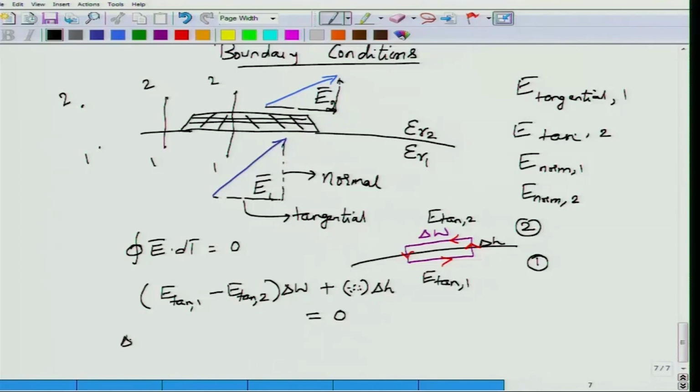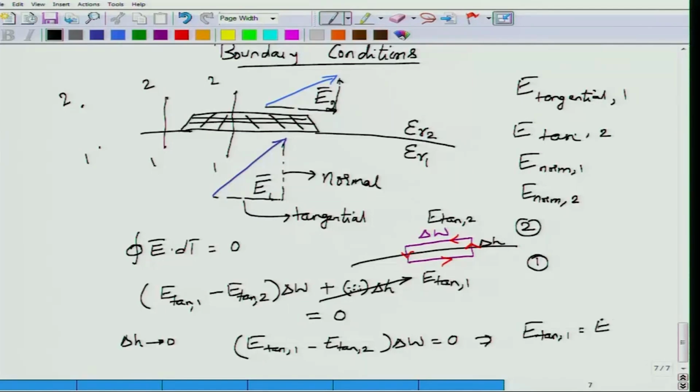Now if I let delta h go to 0, the terms corresponding to delta h would anyway go to 0, and what I get is E tan 1 minus E tan 2 times delta w is equal to 0. If I keep delta w as non-zero, this would indicate that the tangential electric fields across the two dielectric media must be continuous and they would be equal.